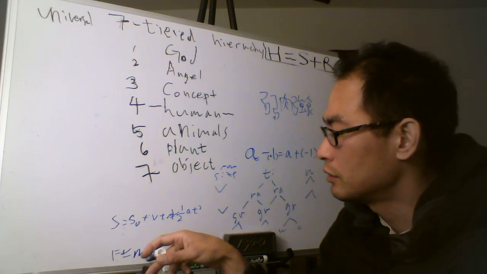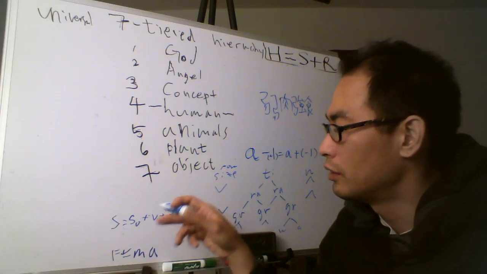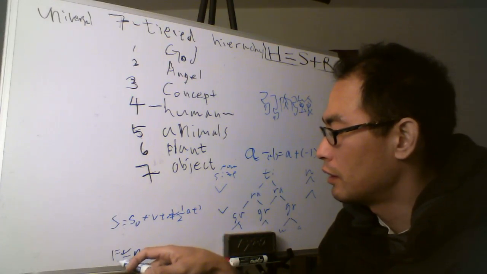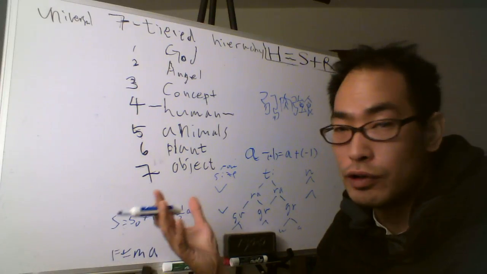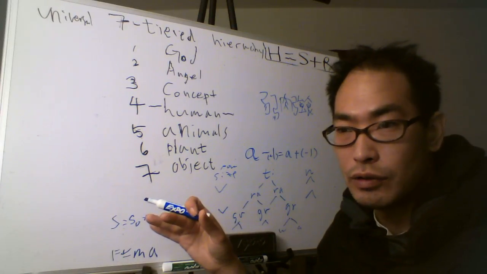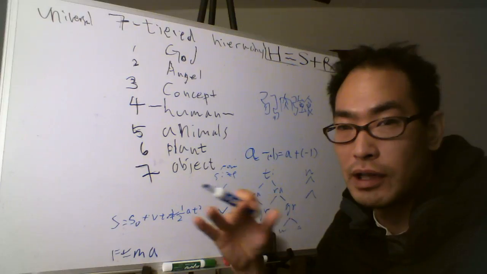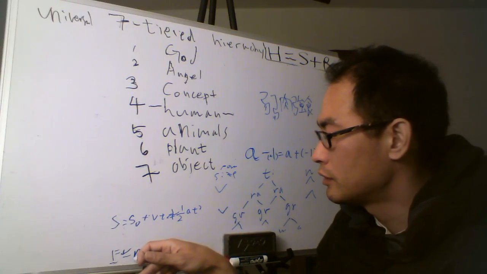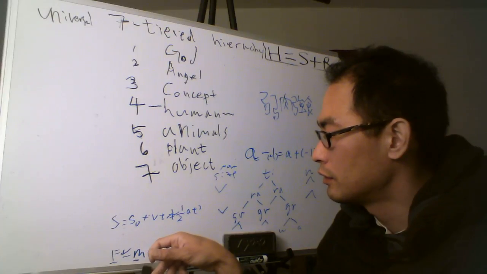Mass is constant. It's Newtonian mechanics, okay? Mass is constant, and let's say that you are in a force field, like an electric field, or magnetic field, or gravitational field. You have constant force, constant mass, then you have constant acceleration.